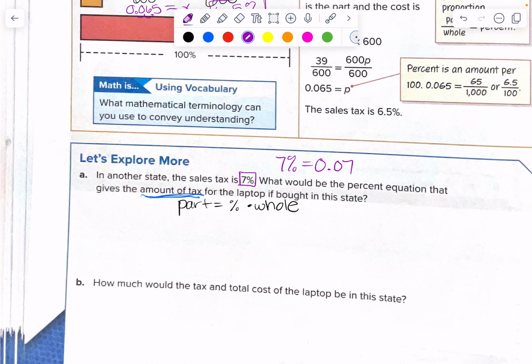So we're going to keep going. It says in another state, the sales tax is 7%. Again, that sales tax might change depending on where you are living. It says, what would be the percent equation that gives the amount of tax for the laptop if bought in this state? On this one, we don't know the amount of tax. We're trying to solve for that. So that's the part. We do know the percent, okay? Just like when we do the percent proportion, if you are given a percent, that's really easy to plug in. So I'm given that 7%, but we also want to remember that as a decimal, that's going to be 0.07.